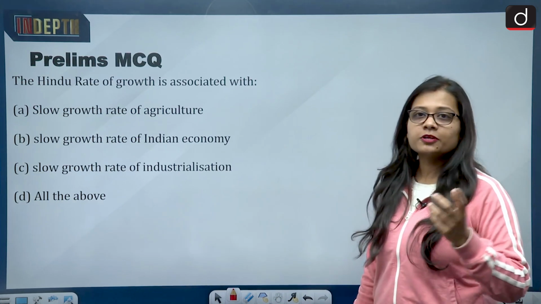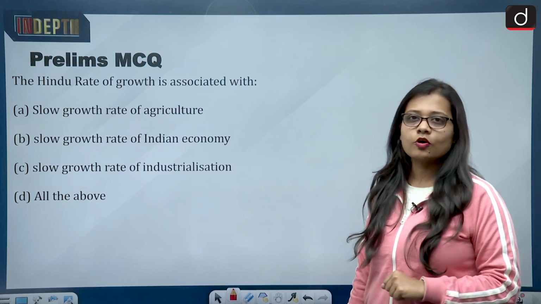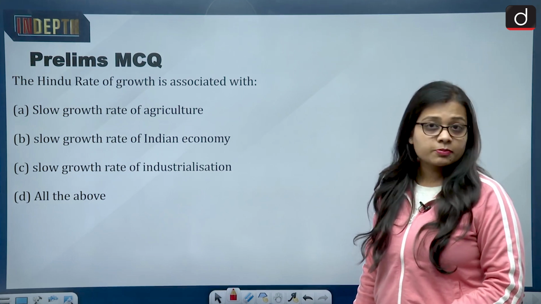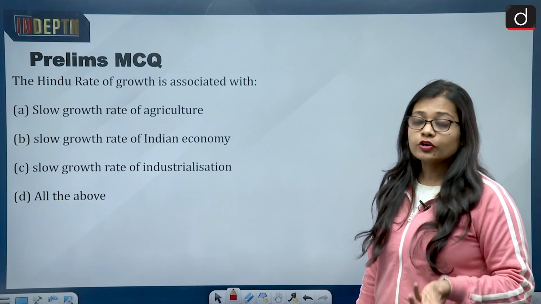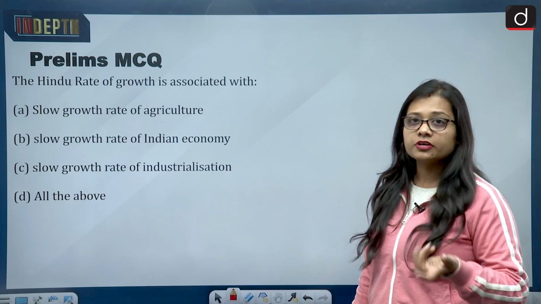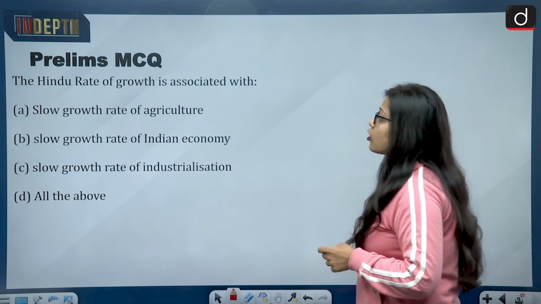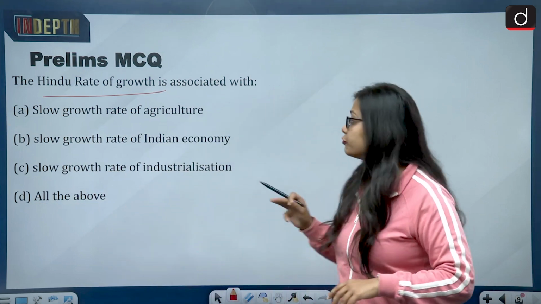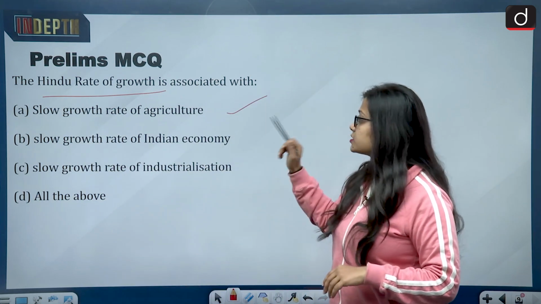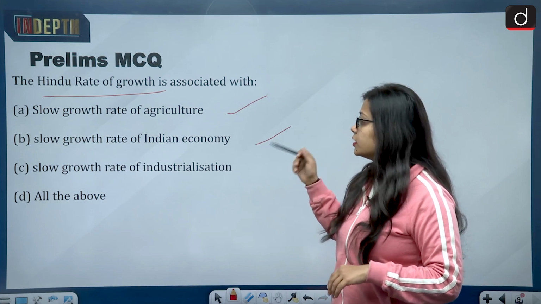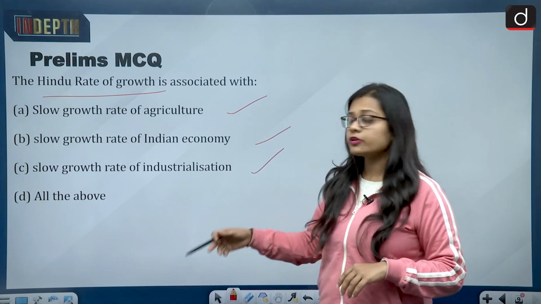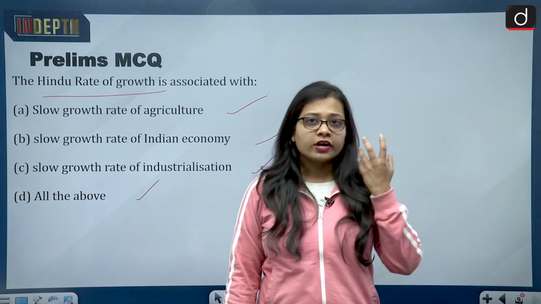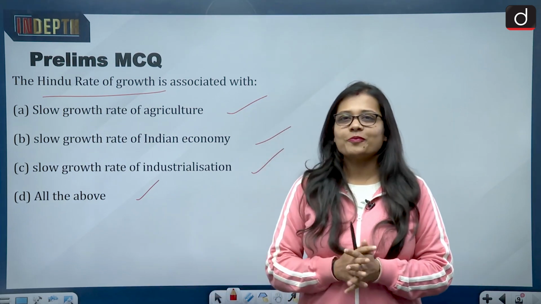Now in the end, a prelims MCQ, and you need to tell me the answer in the comment section. I framed the question in a way that is asked by UPSC, as it is fond of asking questions with regard to terms. So, the Hindu rate of growth is associated with slow growth rate of agriculture, slow growth rate of the Indian economy, slow growth rate of industrialization, or all of the above. So see the video, understand it, and give me the answer in the comment section.